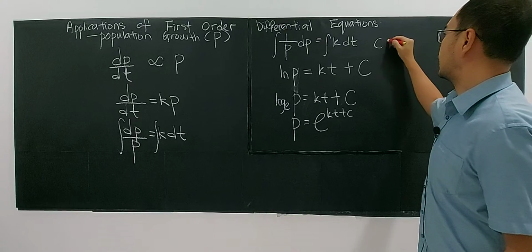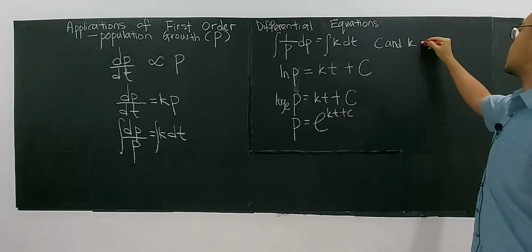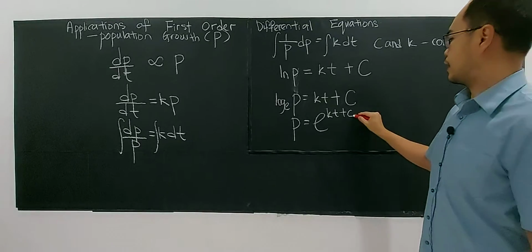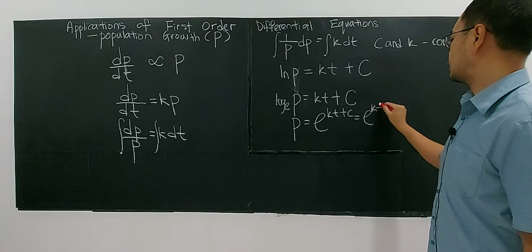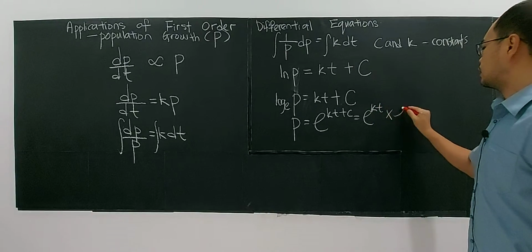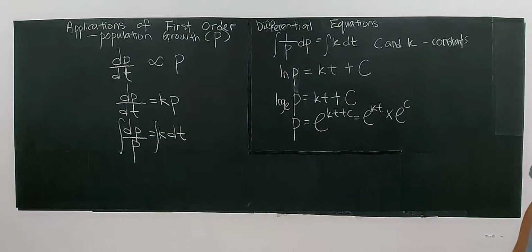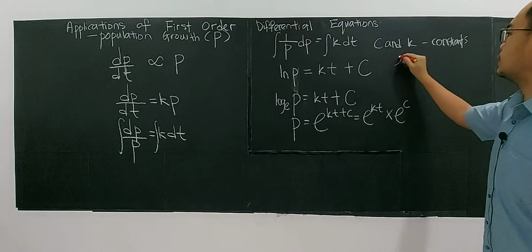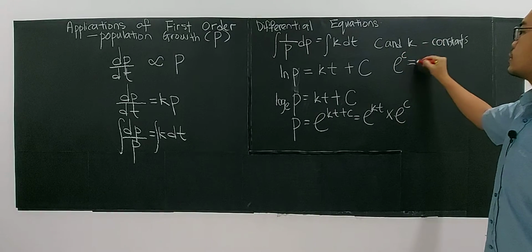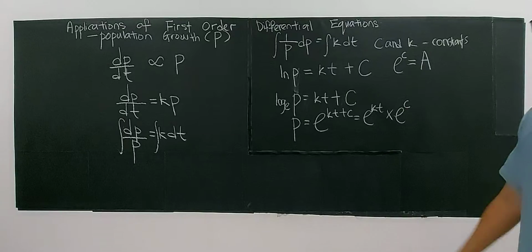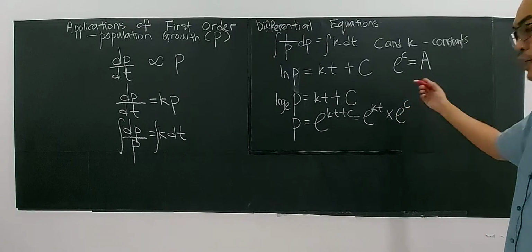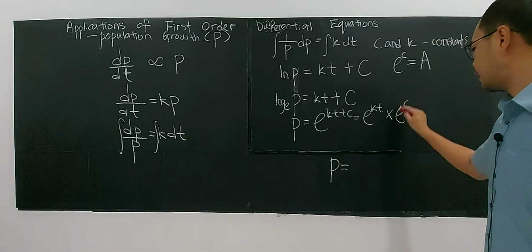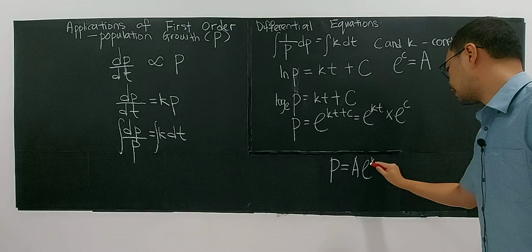You have to know that c and k are constants. So I can further rewrite this as e to the power of kt multiplied by e to the power of c. If c is a constant, e to the power of c is also a constant. Usually we just rewrite this as A, another constant. So lastly, we know the formula for population growth will be P equals A e^(kt).